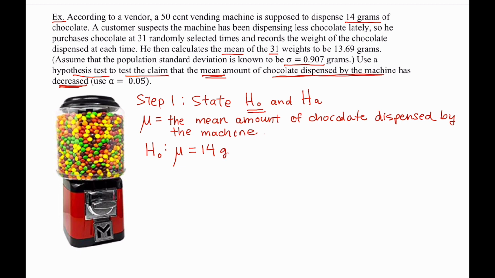Now, the alternative hypothesis we see in the claim is that the mean amount of chocolate dispensed has decreased. So the vendor is actually giving us less chocolate. Something changed, something happened. This is sort of a challenge to the null hypothesis. And so this would be written as the population mean of the chocolates dispensed is less than 14 grams.